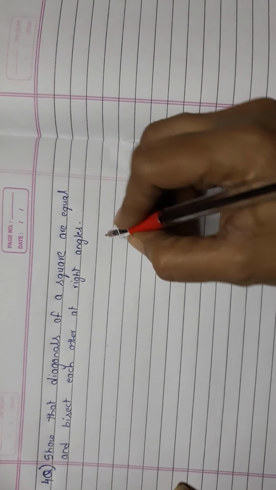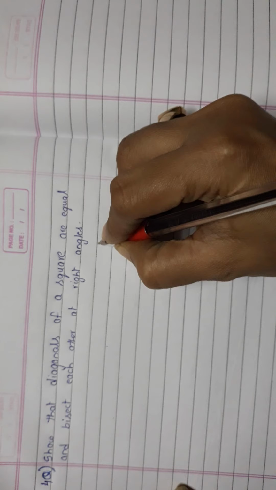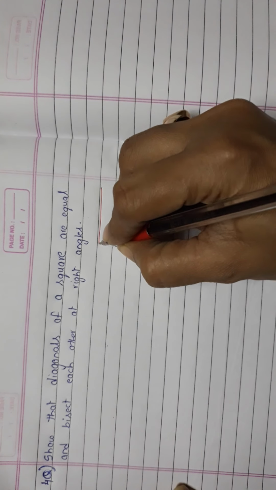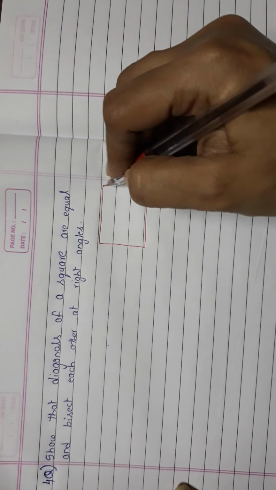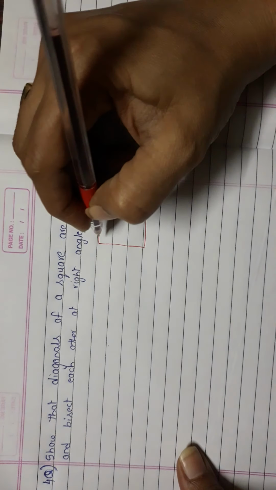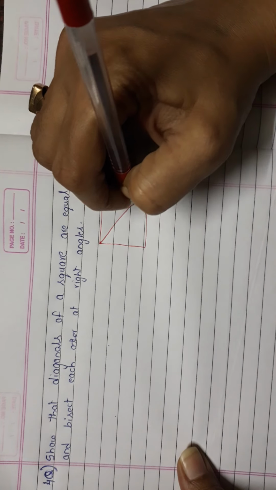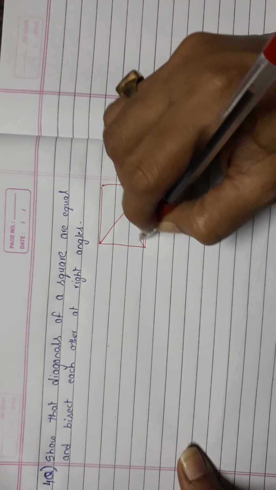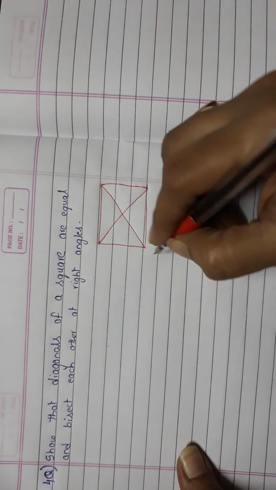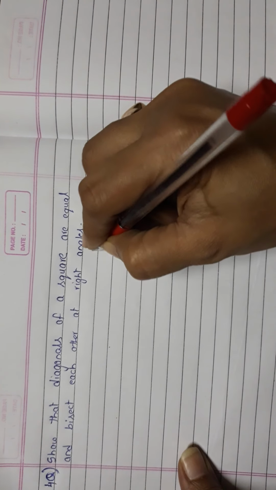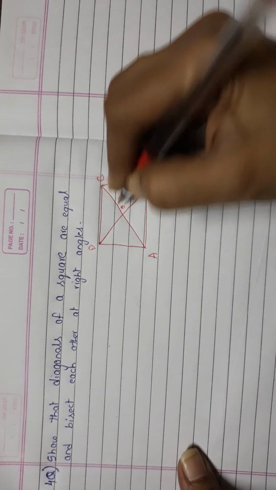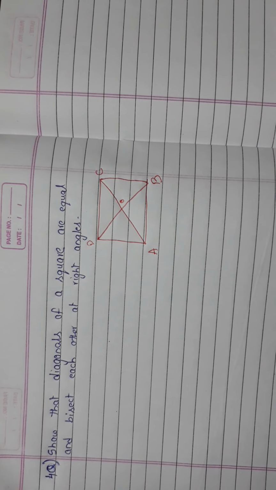So that means you are being given a figure which is a square. And there are two diagonals for this square which you need to prove them as equal. If I consider this square as A, B, C, D, they are intersecting at point O. So this is your figure children. So what is given here?